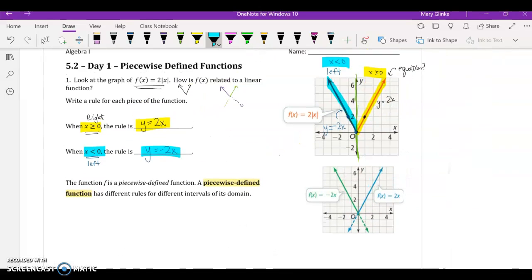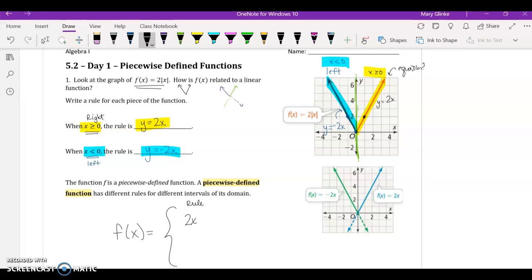So if we take a look at this specific example, what we would do is we would write it in function notation by saying f of x equals. You would pick one of your rules. So we said y equals 2x. That's our rule. And then we would talk about when to use the rule.